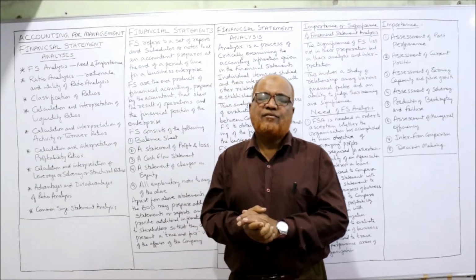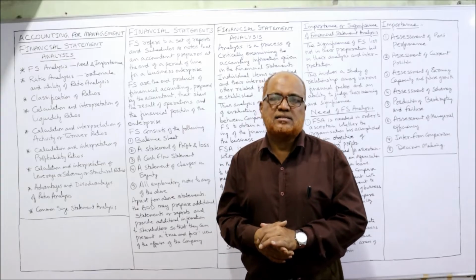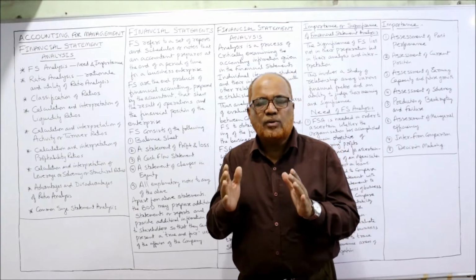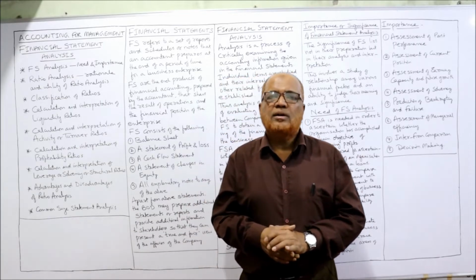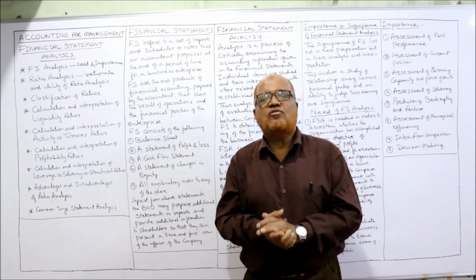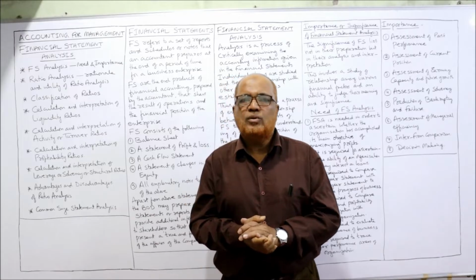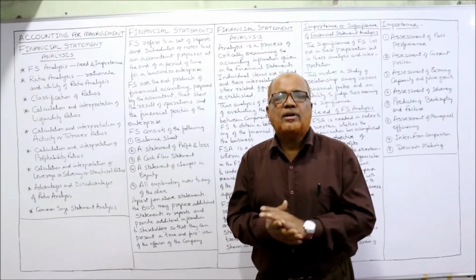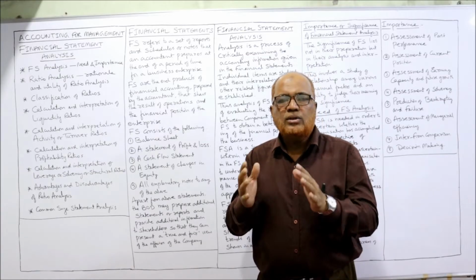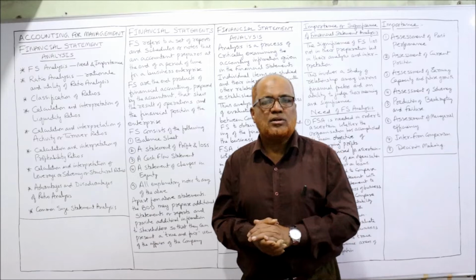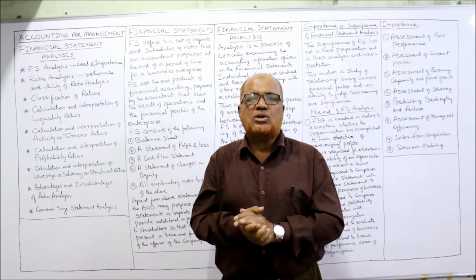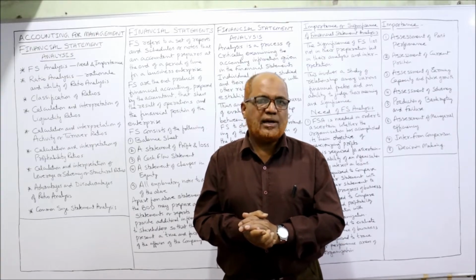Then unit number 3, financial statement analysis, ratio analysis and common size statement analysis. This is unit number 3. Unit number 4, cash flow statement. How to make the cash flow statement, what are the advantages of making the cash flow statement. This is unit number 4. And last unit, unit number 5, CVP analysis, cost, volume, profit analysis, and how this CVP analysis will be helpful to the management to take the decisions. These are the 5 units I am going to cover up in this subject of Accounting for Management, AFM.